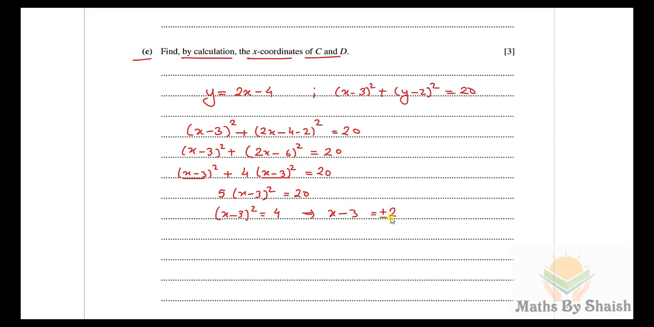We will take plus minus both, and hence the x coordinates would be, with plus sign, 2 plus 3, and with minus sign we will get minus 2 plus 3. So that is 5 here, and it is going to be 1. So the x coordinate of C, which was in the latter part, is 5, and the x coordinate of D is 1. So I hope it is clear. Let's do the next question.